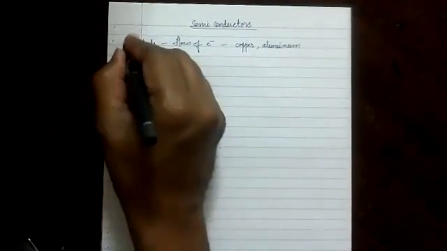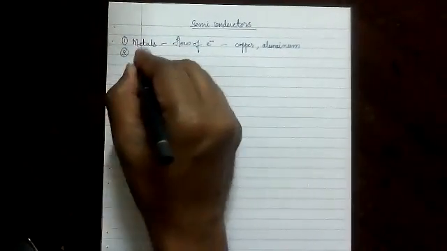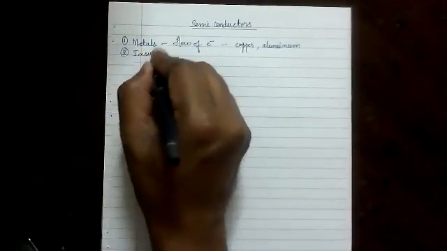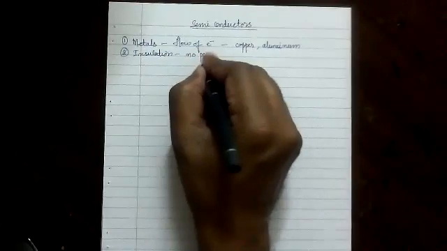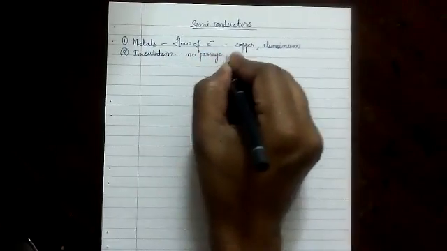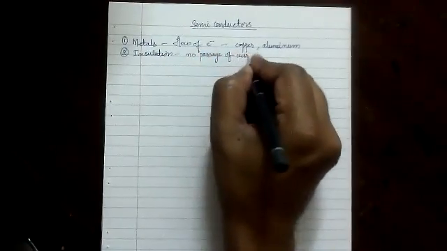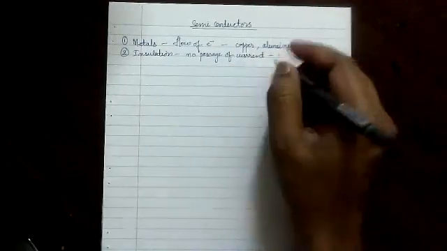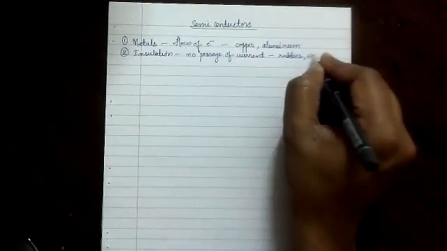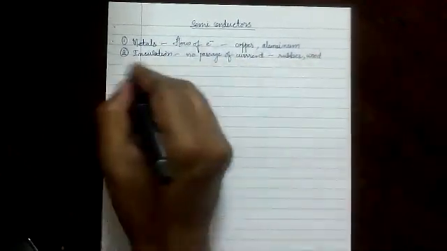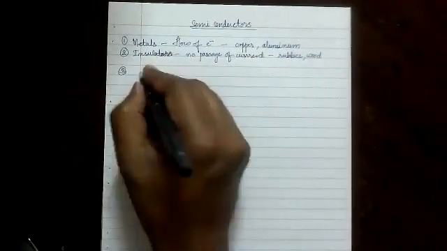Next one is insulators. Insulators means which do not allow any passage of current. No passage of current. Those are said to be the insulators. Examples for that are rubber and wood. These are the examples of insulators. Okay. Third one, we have semiconductors.